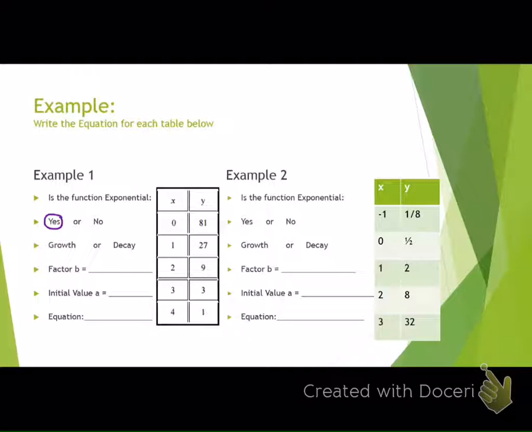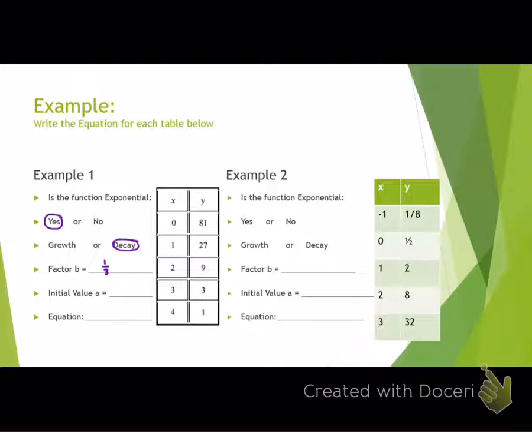So Katie, is that growth or decay if you're multiplying by 1/3? So it's decay because your factor, as Katie said, is 1/3, right? Which is between 0 and 1. So if you're between 0 and 1, it's decay. If it's greater than 1, it's growth.